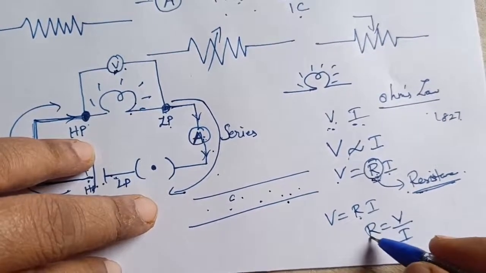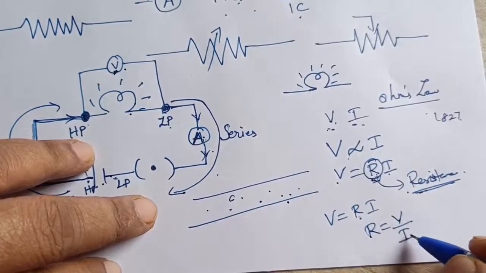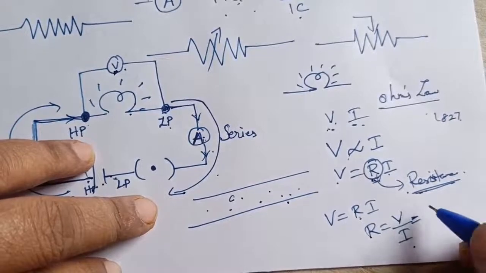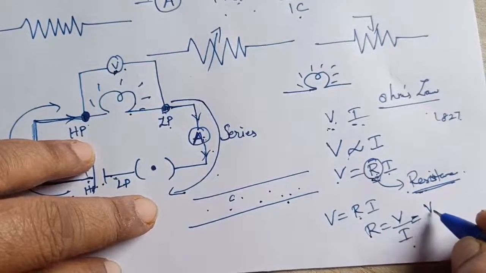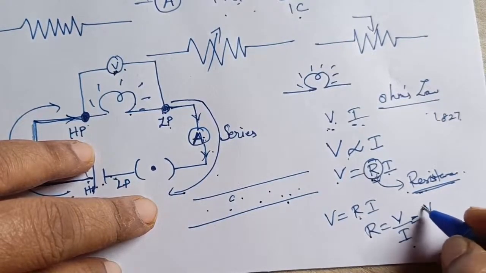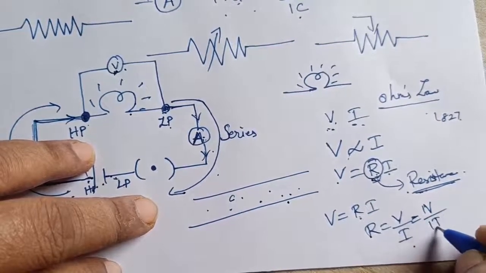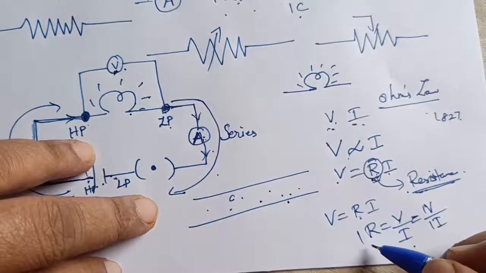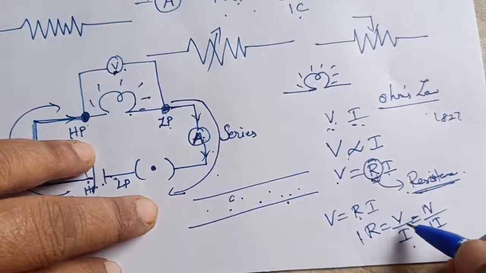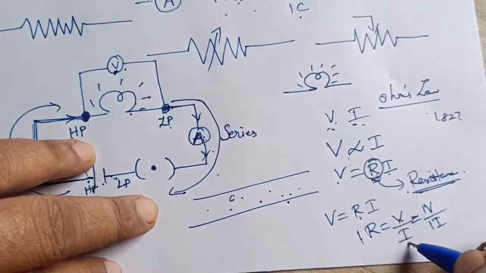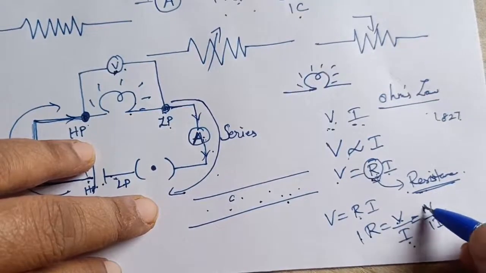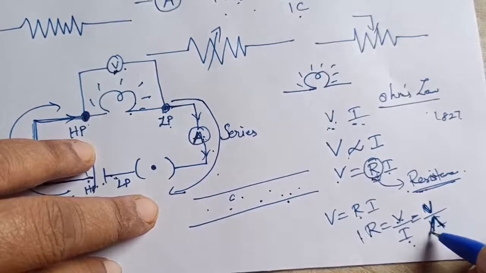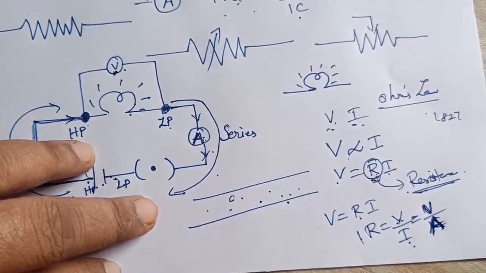That means resistance is the ratio of potential difference to the current flowing through it. What is the unit of potential difference? Volt, 1 volt, and for current, 1 ampere. Resistance is equal to potential difference by current. The unit of potential difference is volt and the unit of current is ampere, right?